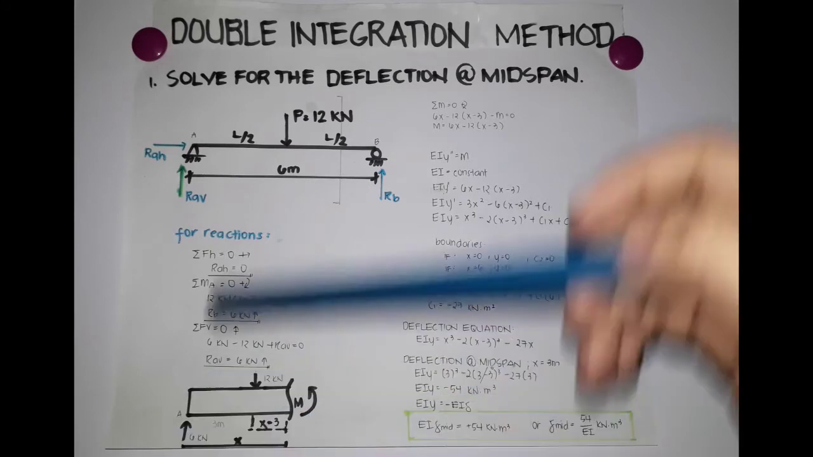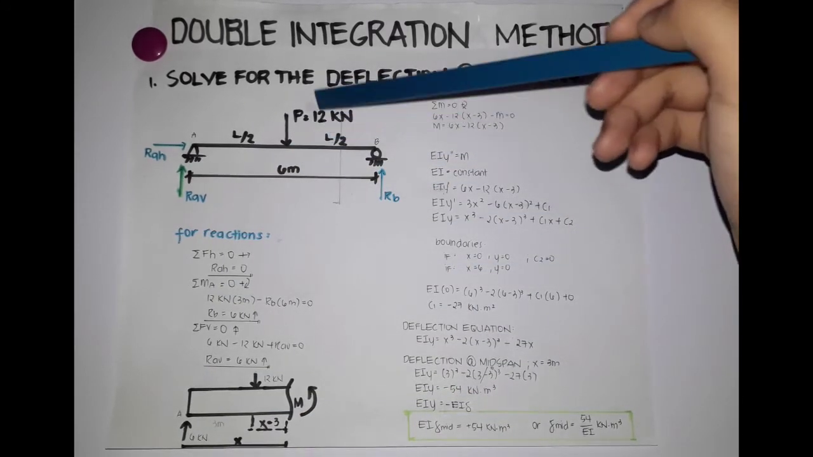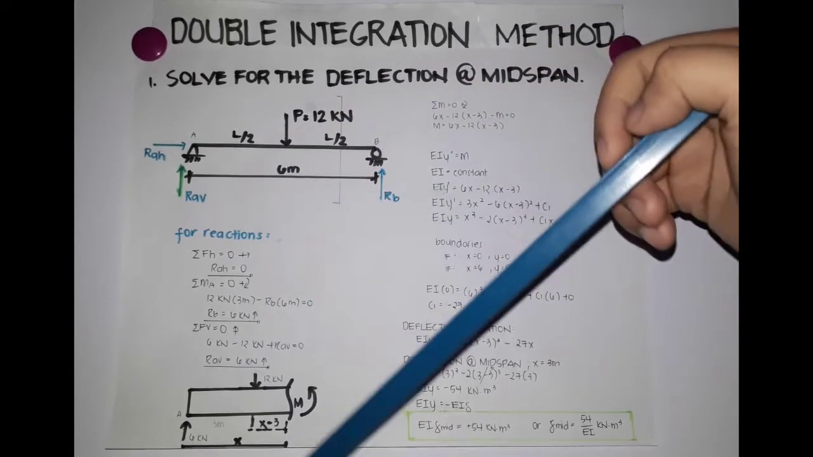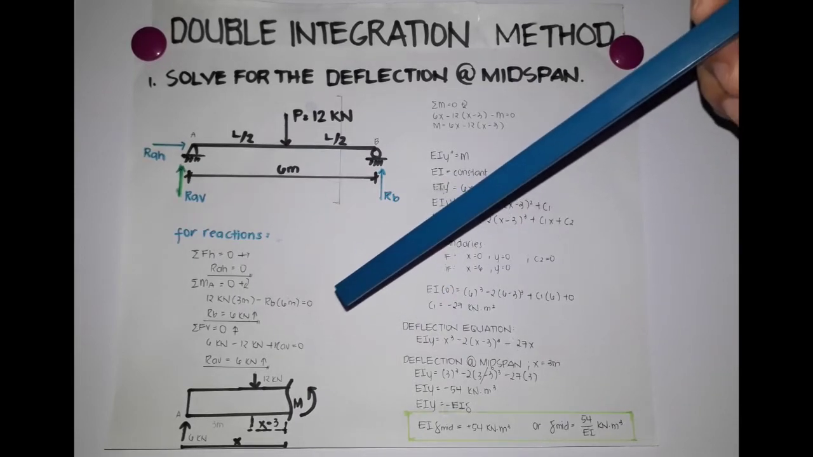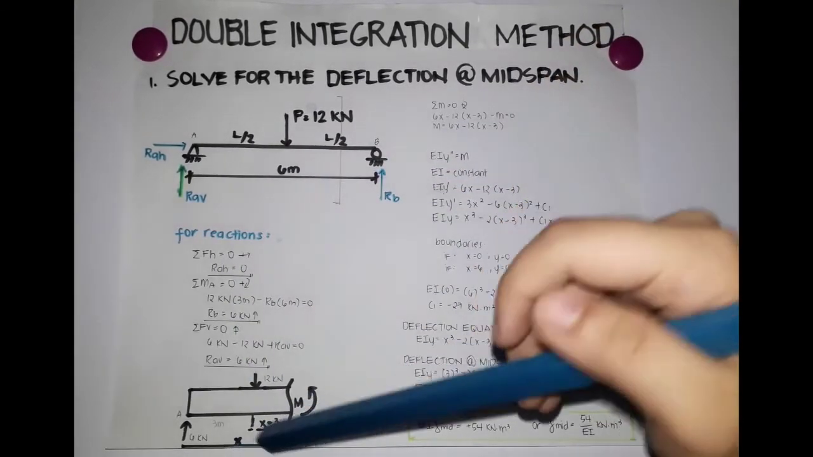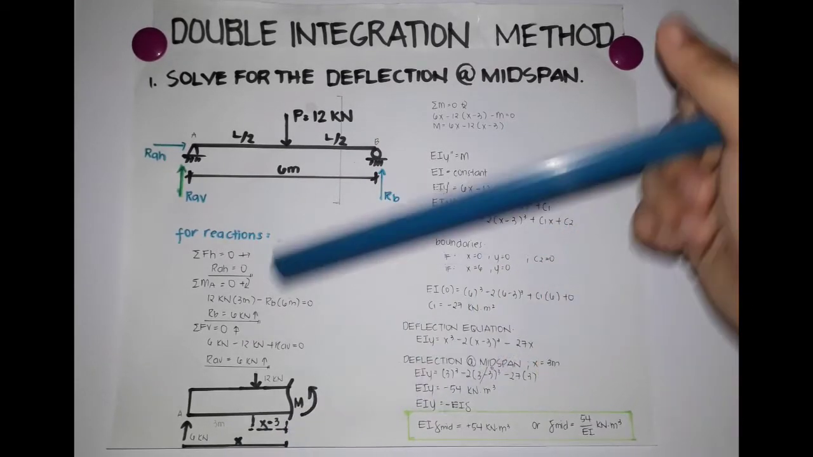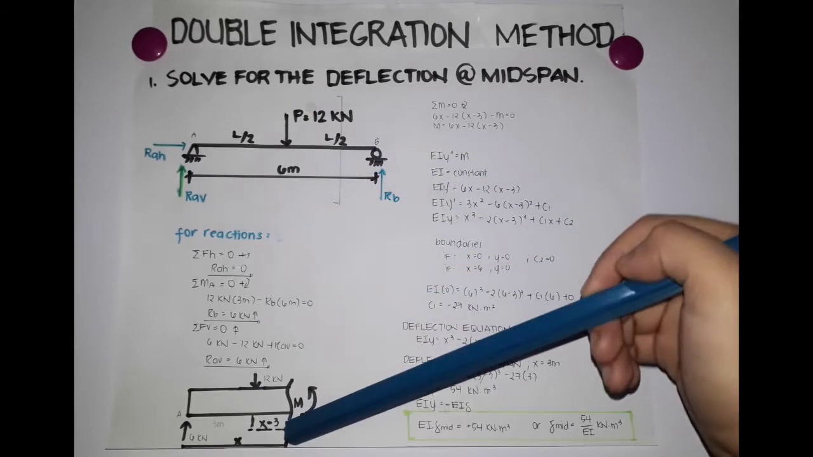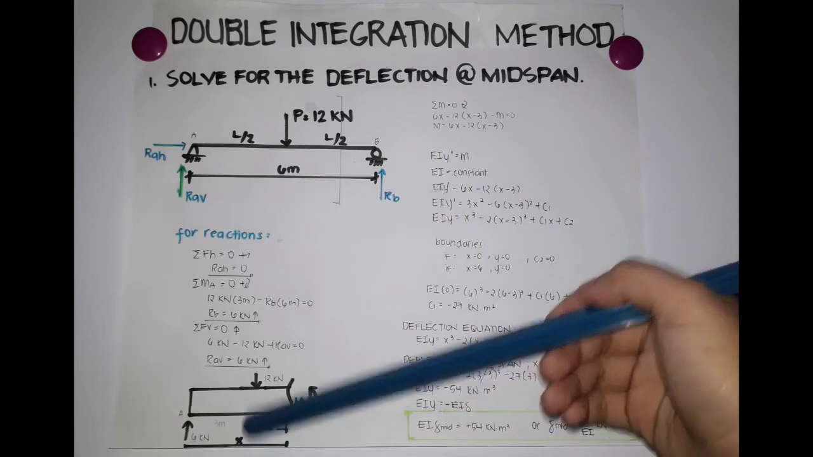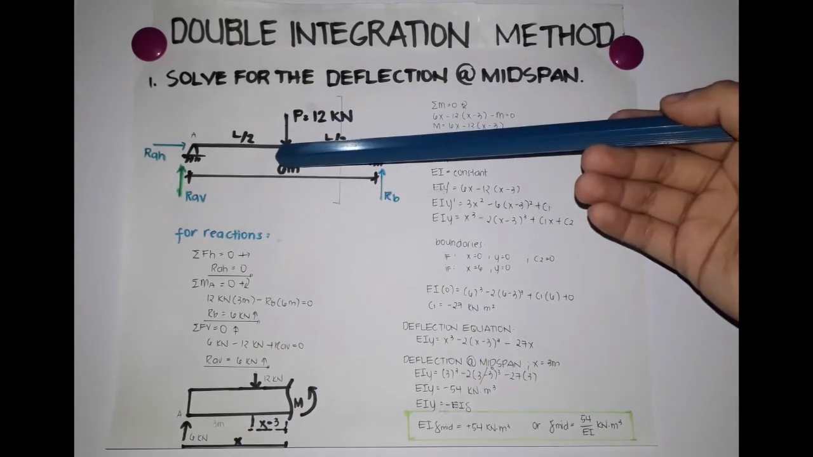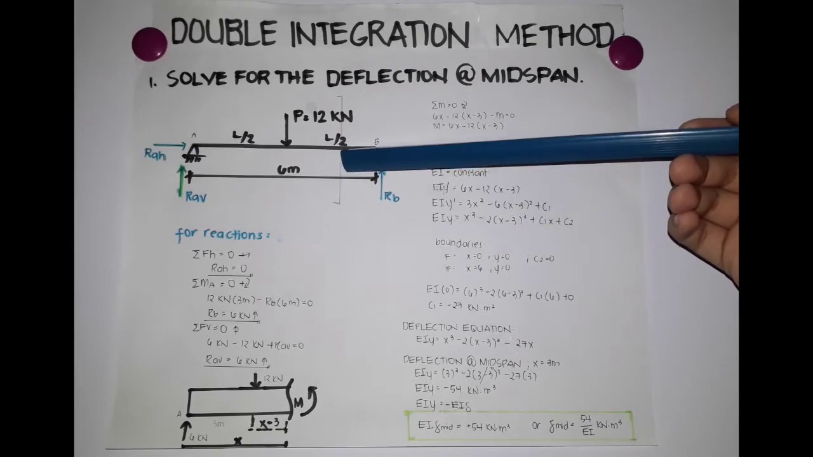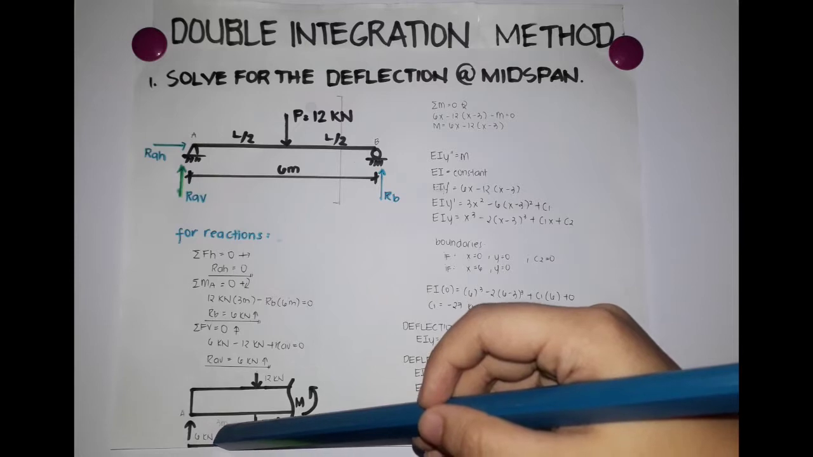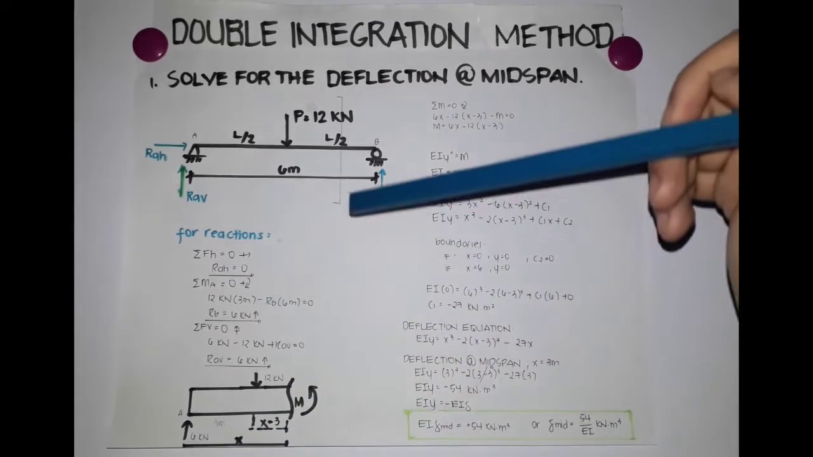Ika-copy lang natin yung mga forces dito sa left part nung nakat na beam. Since hindi natin alam yung distance from A until dun sa nakat na part ng beam, i-indicate muna natin siya as X, as well as yung distance ng load hanggang sa nakat na part ng beam. And indicate natin siya as X minus 3.